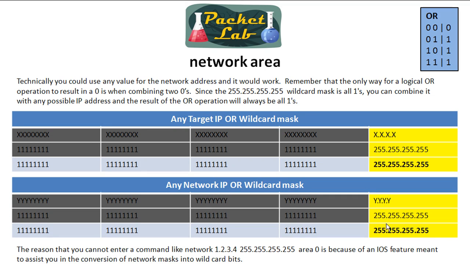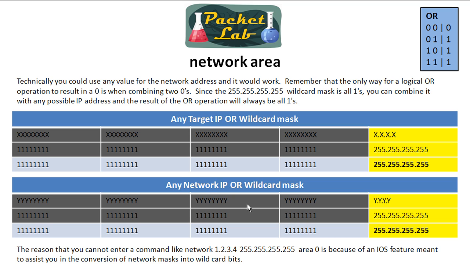Well, if you remember our algorithm, you OR the target IP address with the wildcard mask, and then you OR the network IP address with the wildcard mask, and then you compare the results. If the results are the same, then the address matches. So any possible IPv4 address and any possible IPv4 network address with the quad 255s for your wildcard mask is going to result in quad 255s. So you could use any value for the IP address, so every IP address would match. And more importantly, you should be able to use any value for the network mask.